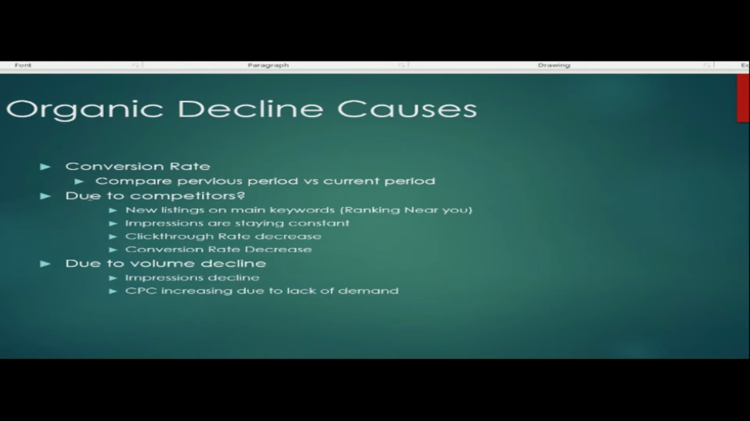Here are some things that we do just to see what could be causing that decline. Just make sure you take a look at your new listings, your main keywords, and look for any new listings that are ranking near you. If they're ranking on the 4th or 5th page, that's really not going to make an impact for you. But if you're on the 2nd page of your main keyword, or you're number 2 or number 3 on it, you really want to look around that.